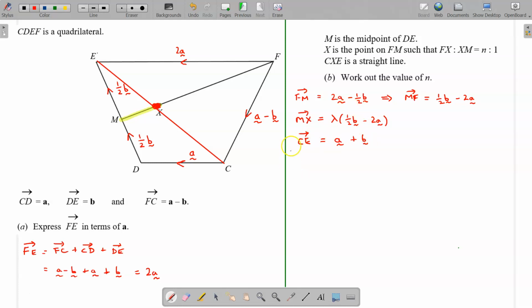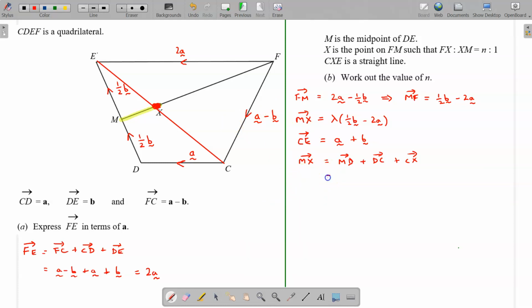Now, if I wanted to go from m to x, I'm now going to take a different route involving CE. So m to x is actually going to be m to d, plus d to c, plus c to x. So I'm joining together three vectors to make a single journey from m to x, a different one to what I had before. Now let's put the detail into that.